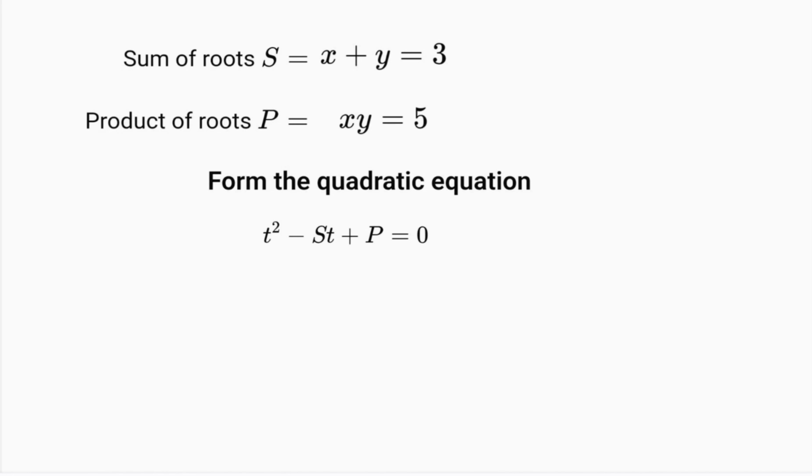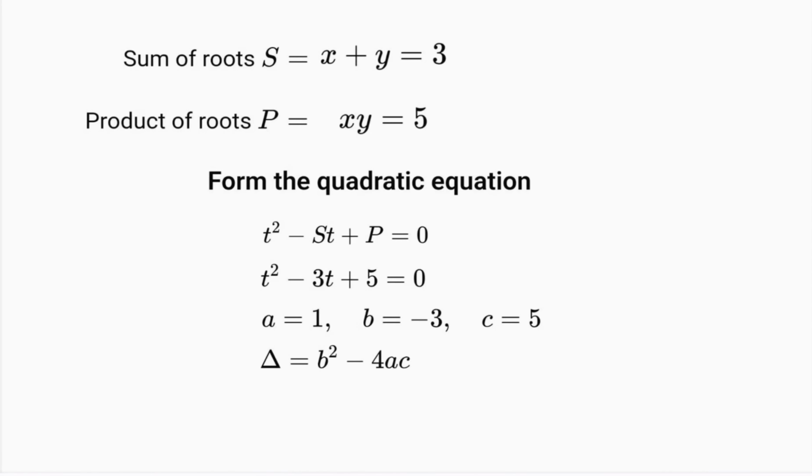Put the values for sum and product. t square minus 3t plus 5 equal to 0. In this equation, a is 1, b is minus 3, c is 5. To find its roots, first solve for the discriminant. Discriminant is b square minus 4ac. We get (minus 3) square minus 4 into 1 into 5. Delta is 9 minus 20, which is minus 11.